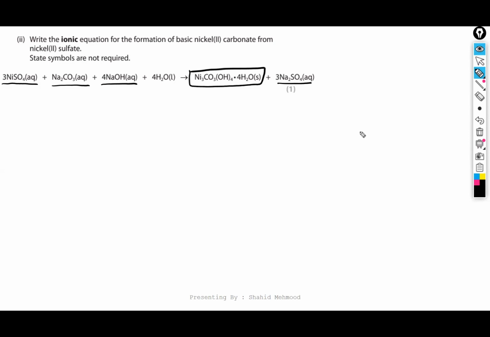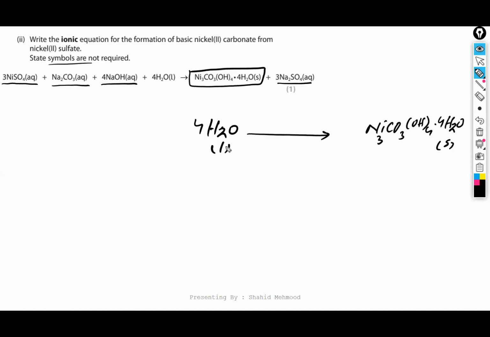Now this compound is given in solid form, so we write Ni(OH)2 · 4H2O along with the state symbol. Although they say the state symbol is not required, anyway we write it, no problem. And 4H2O is left, because it is a pure liquid. So we write only those compounds on both sides which are liquid, solid, or gas. Here no gas is present, only this solid and this liquid.